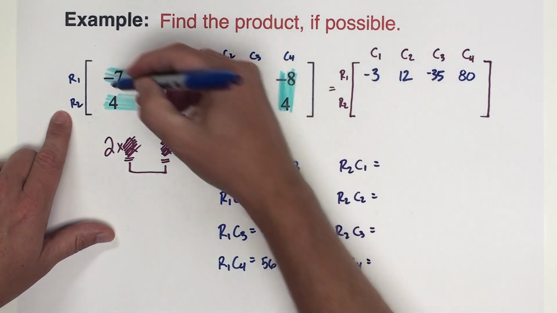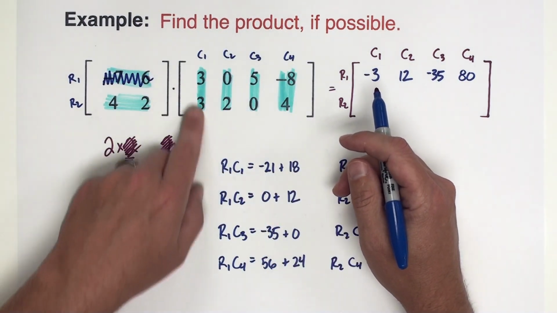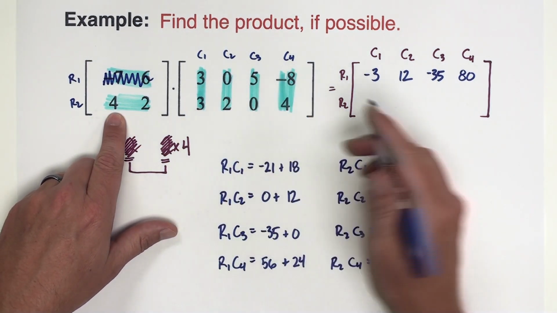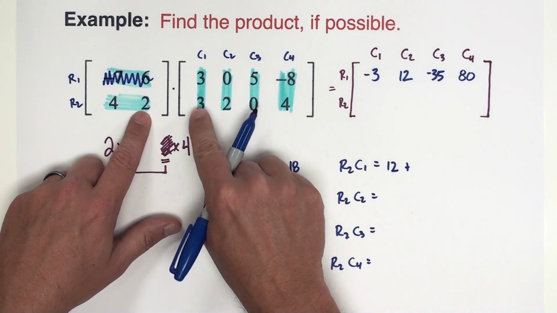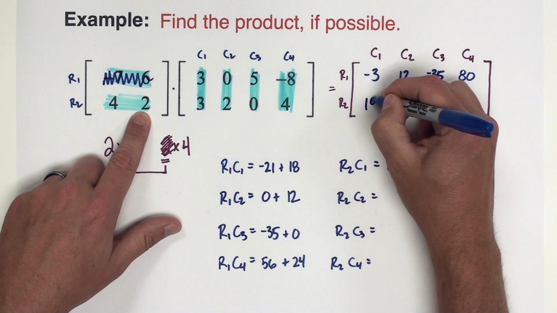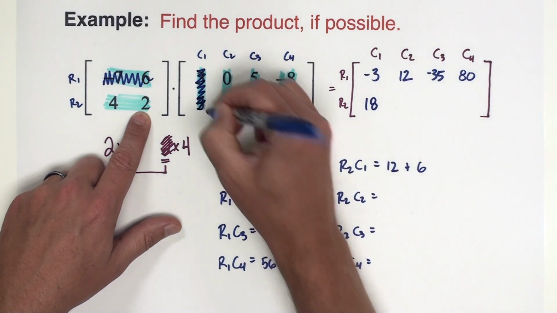Okay, so we're done with row 1. Let's just get rid of those numbers. Now we're going to go on to the bottom with all of the columns in turn. So 4 and 3 multiply to be 12. And then go across and down. 2 and 3 is 6, 12 and 6 are 18. Column 1 is complete. We don't need that anymore.